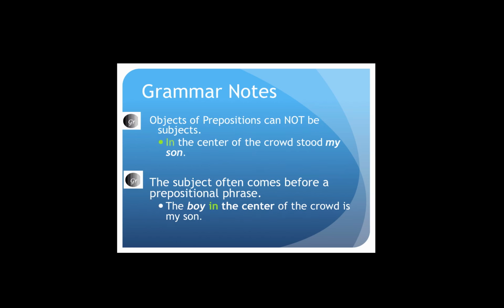A couple of grammar notes here. Objects of prepositions cannot be subjects. So in the center of the crowd stood my son. My son is the subject of that sentence. The subject can often come before a prepositional phrase. So we have the boy, which boy, in the center of the crowd, and the verb is. The prepositional phrases in the center and of the crowd come between the subject, boy, and the verb is.